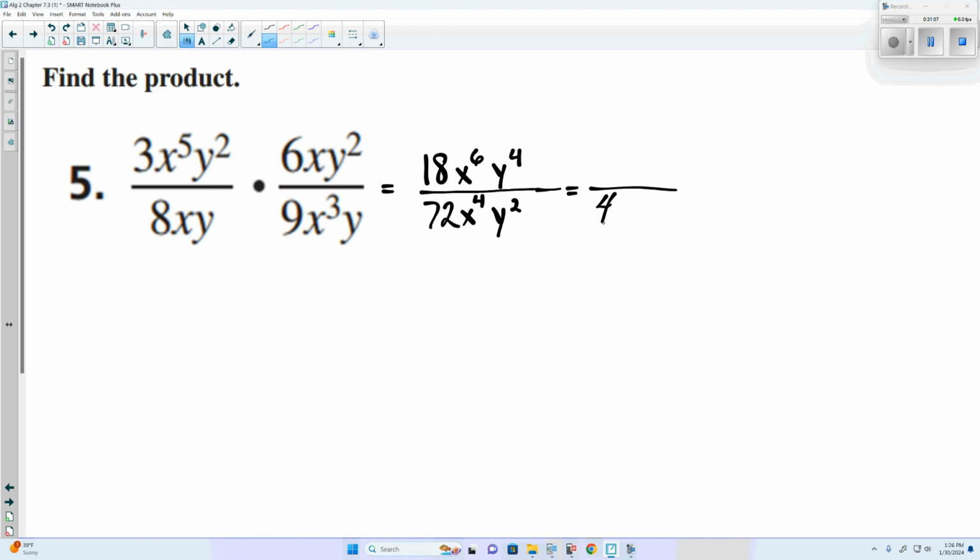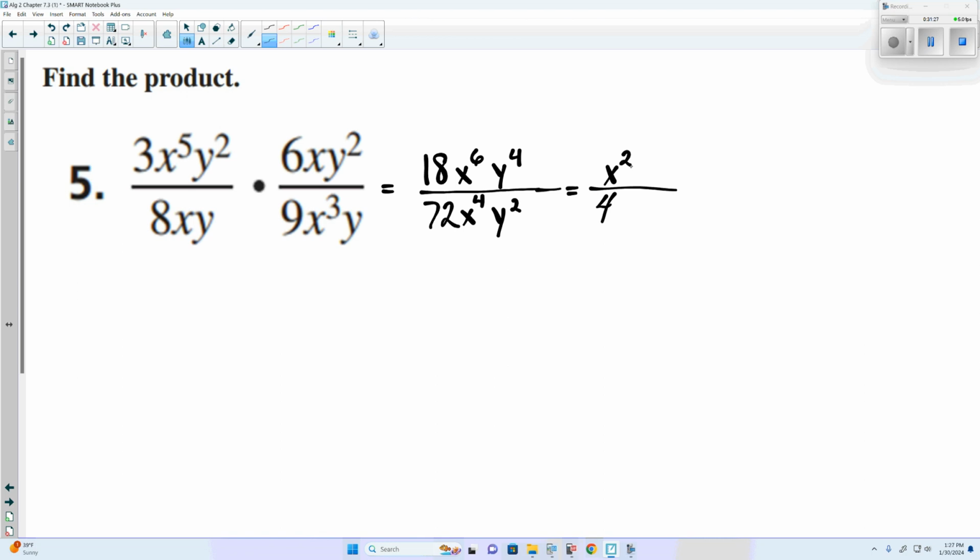Let's look at our variables. X to the 6th over x to the 4th. 6 minus 4. Bigger on top or bottom? Top. So since we do have another term in the numerator, we don't have to list that 1 because 1 times x squared is the same as just saying x squared. Let's look at the y's. Y to the 4th over y squared.